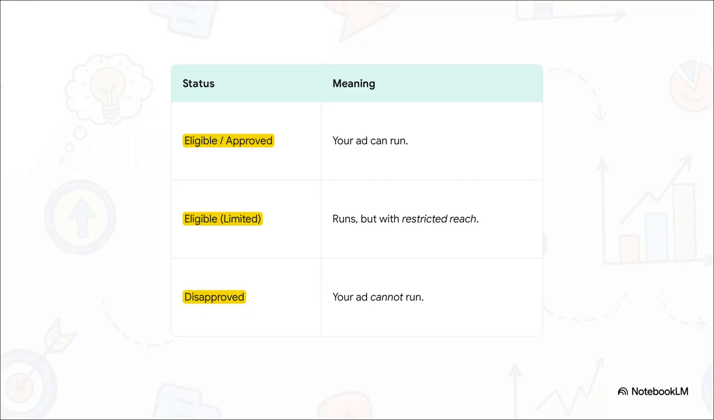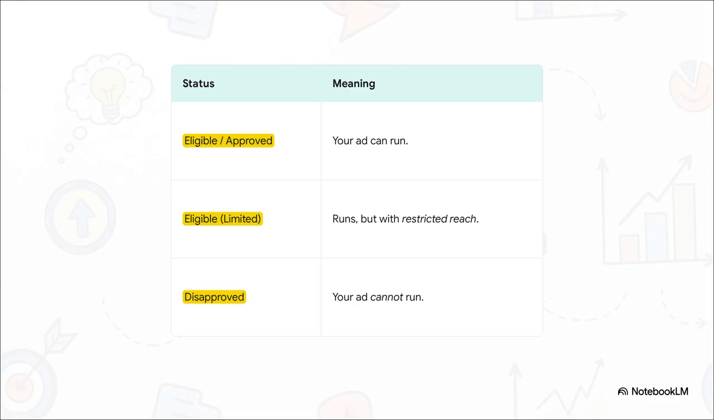Well, eligible or approved is obviously what we want to see. Disapproved is a hard stop, a total dead end. But the one you really have to watch out for is eligible limited. This one is so sneaky. It's basically Google telling you, yeah, we'll show your ad, but we don't really love it, so we're going to limit its reach. That is a massive red flag that some hidden policy issue is basically kneecapping your entire campaign from the start.